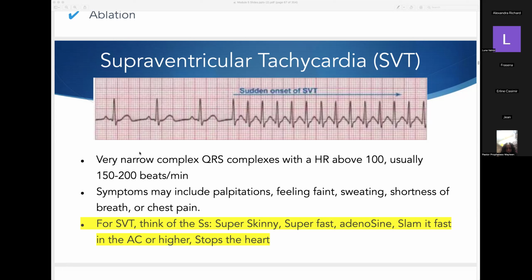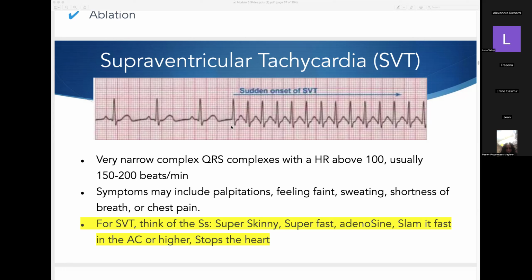Also, as you can see, because of the fast rate, don't you see that the QRSs have become more skinny? SVT looks very skinny. It's super fast. So this is a very narrow, complex QRS tachycardia. Okay?